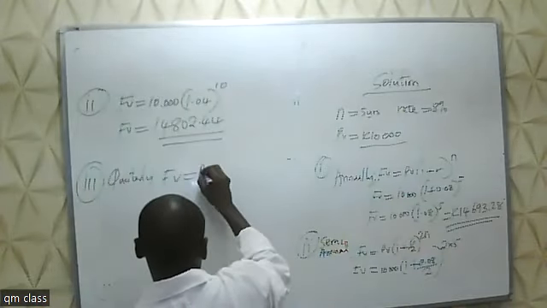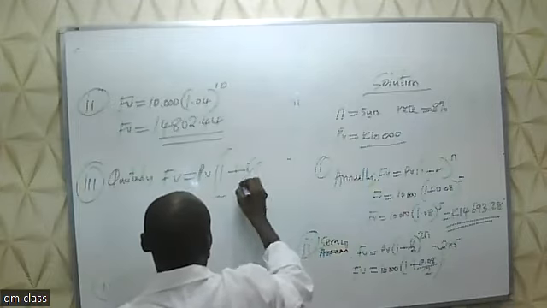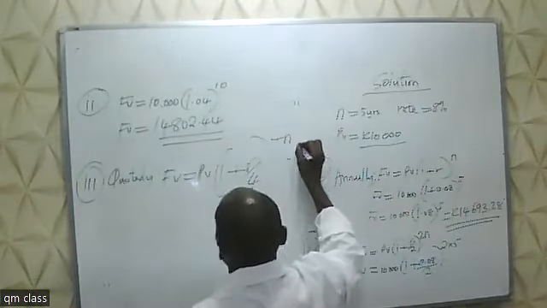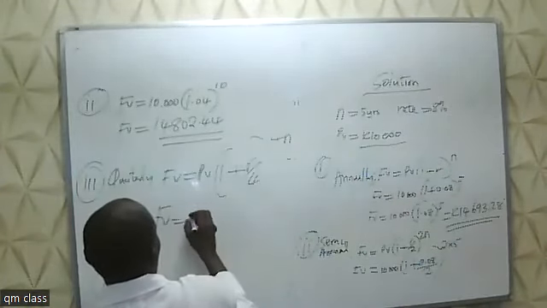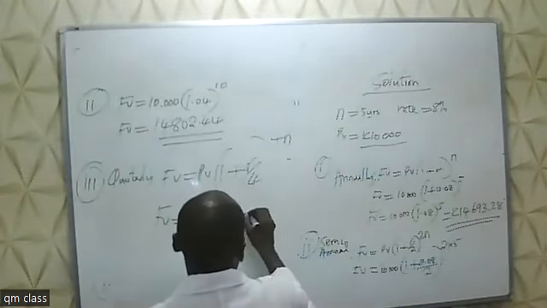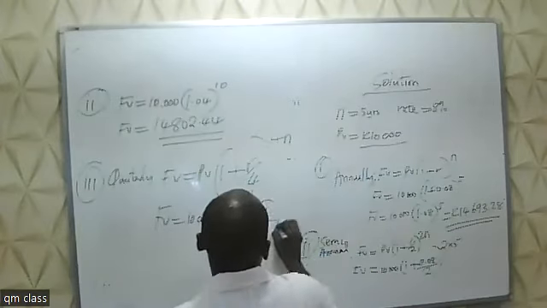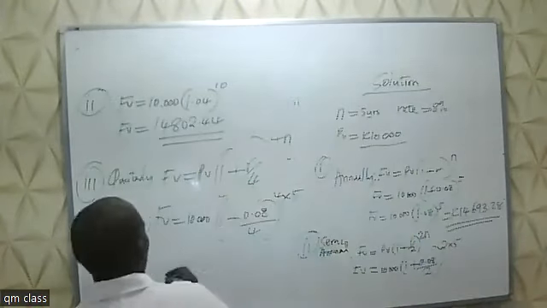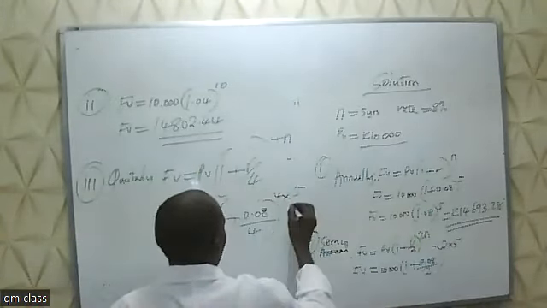Our future value equals present value times 1 plus R divided by 4, to the power 4n. So our future value is equal to the present value, 10,000, times 1 plus our R, which is 0.08 divided by 4, to the power of 4 times 5.